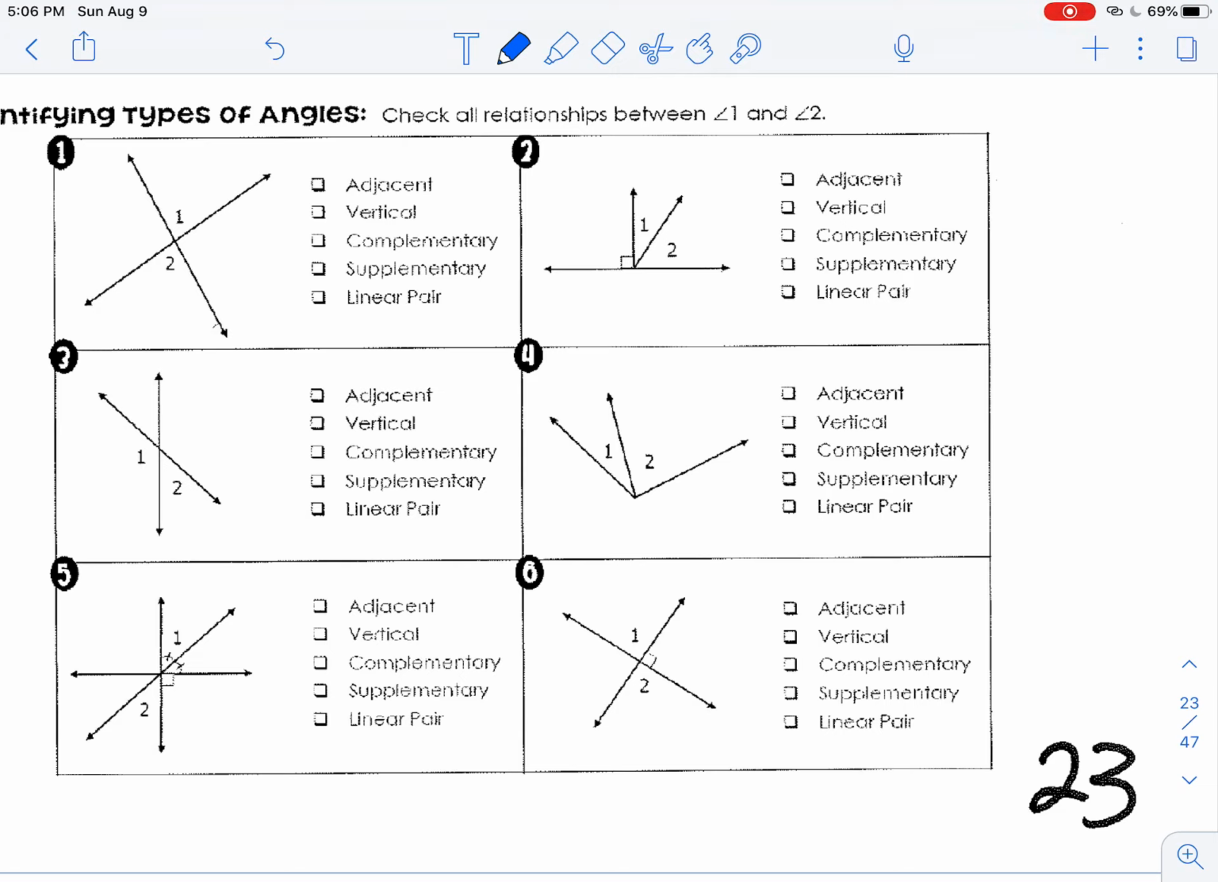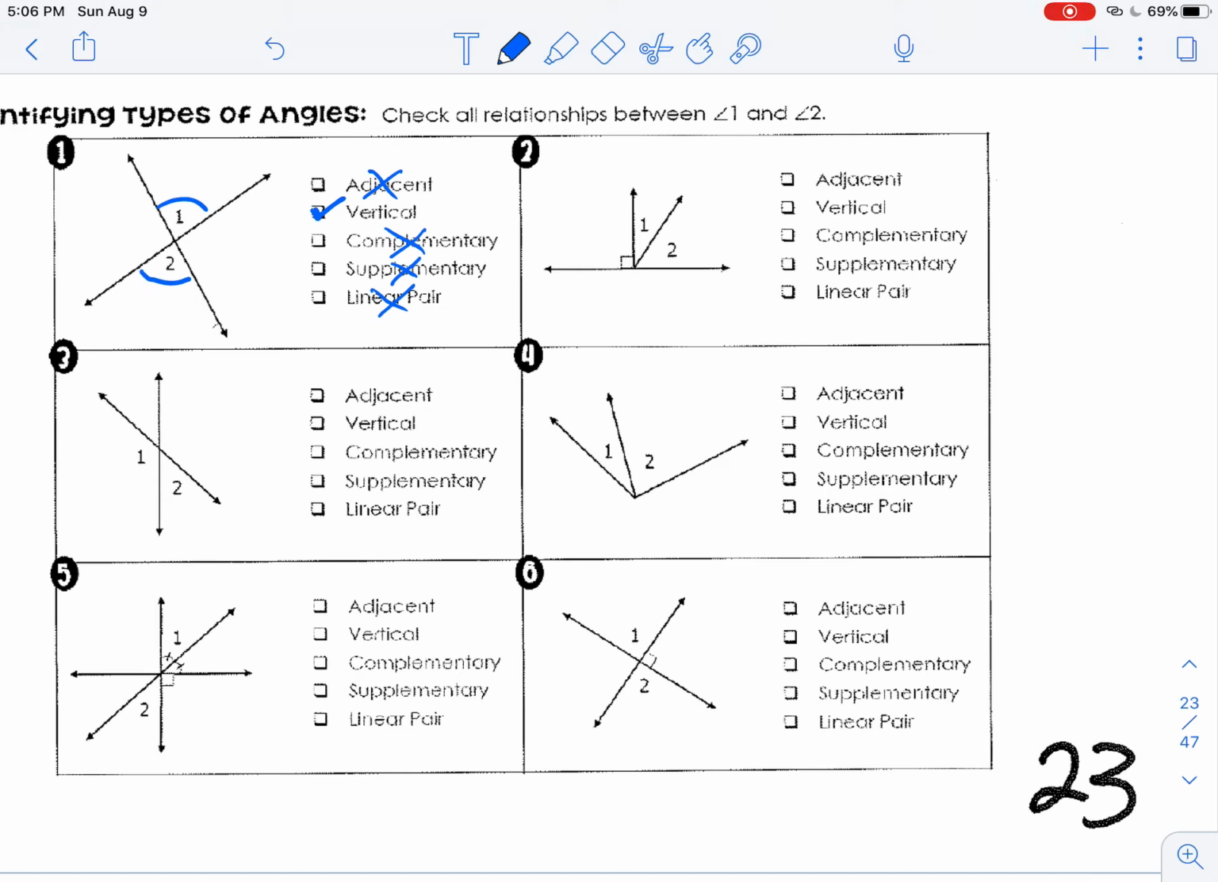Okay, let's take a look at the answers. Number 1, angles 1 and angles 2. Do you see that they are formed by two intersecting lines and they're across from each other? These are vertical. They don't share a common side. I don't know about their measures. They are not complementary or supplementary. And they don't make a straight line, so they're not a linear pair.